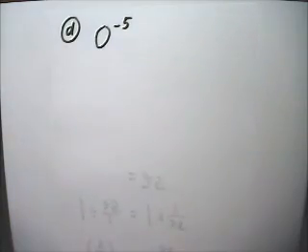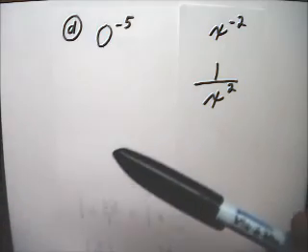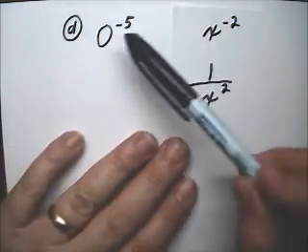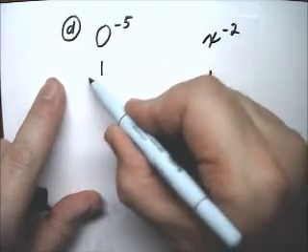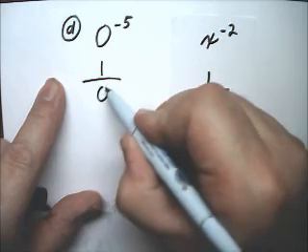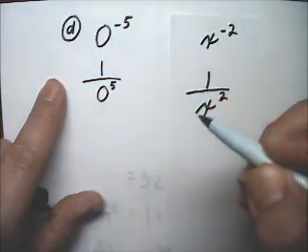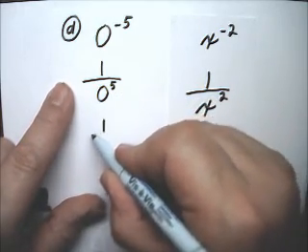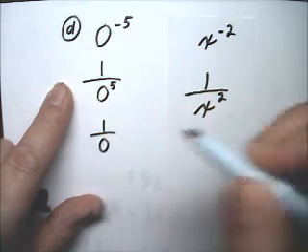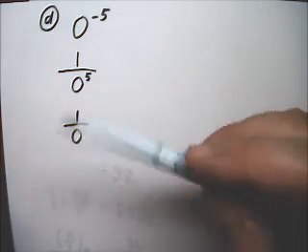Example D is 0 to the negative 5 power. You know it must be a trick question because it's got a 0 in it. We have to try to work it out and see what we get. I'm going to put a 1 here, the 0 on the bottom, and the negative 5 gets changed to a 5. Well, 0 times itself 5 times is just 0. So this is 1 over 0. And 1 over 0 is infinity.